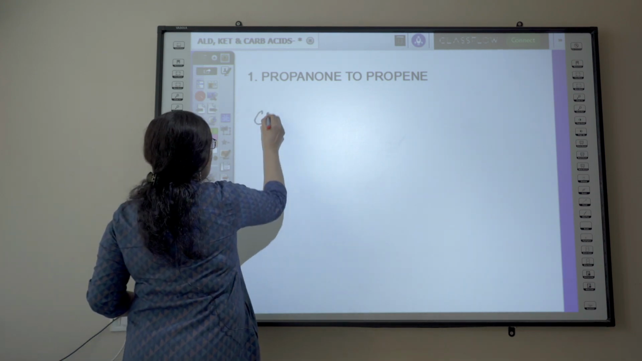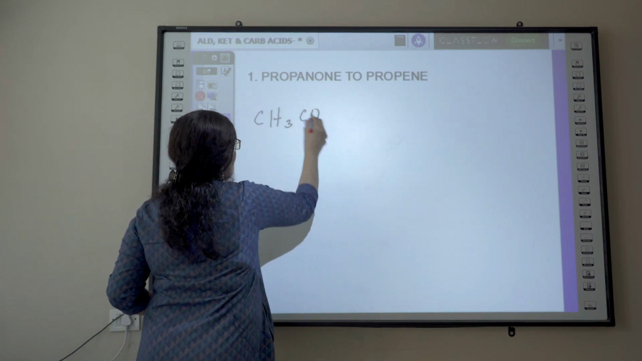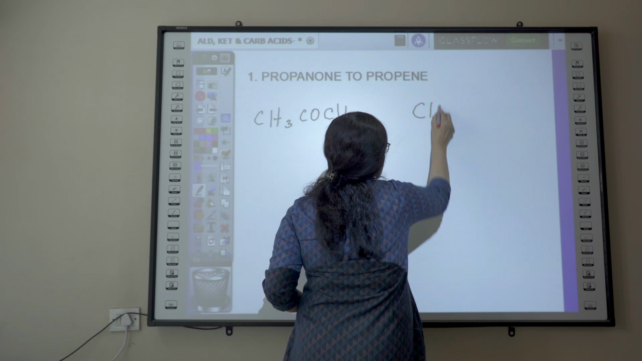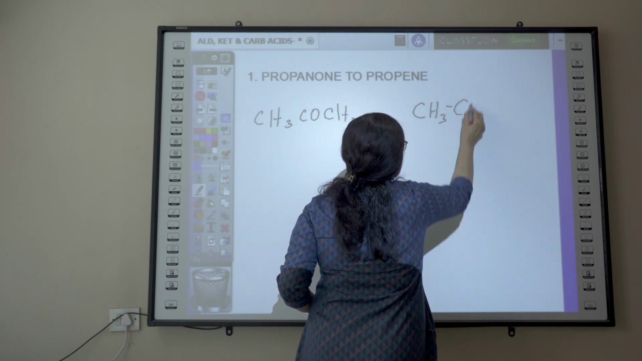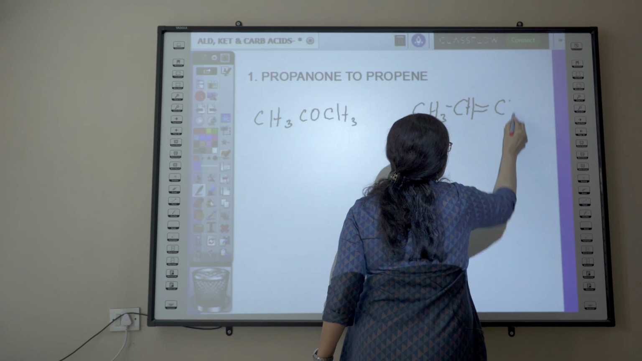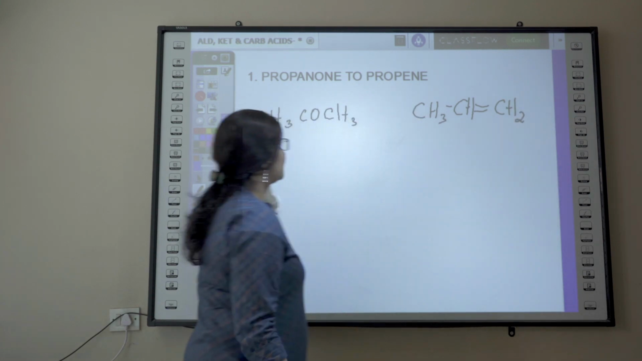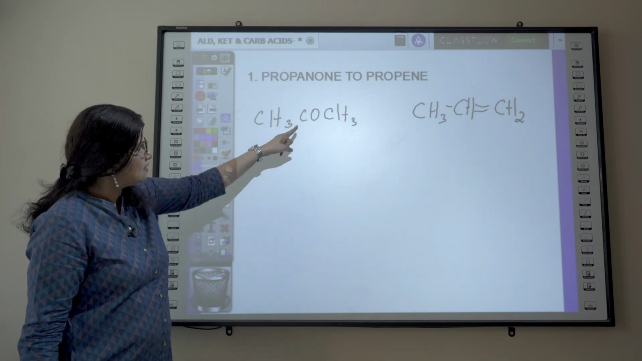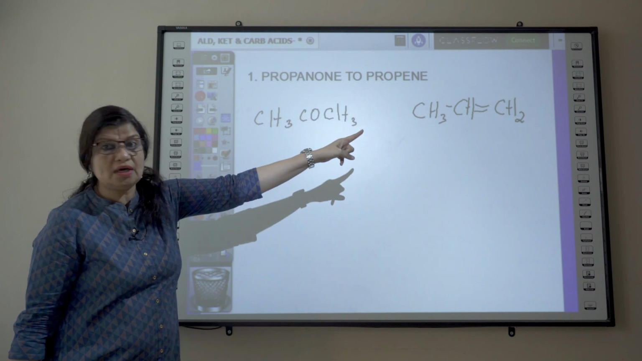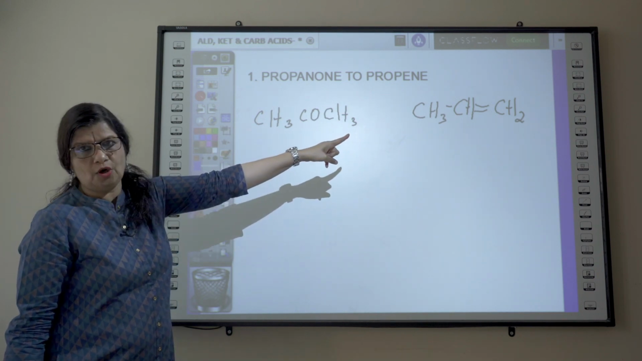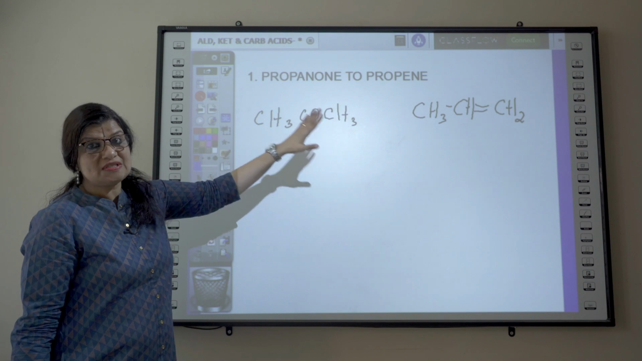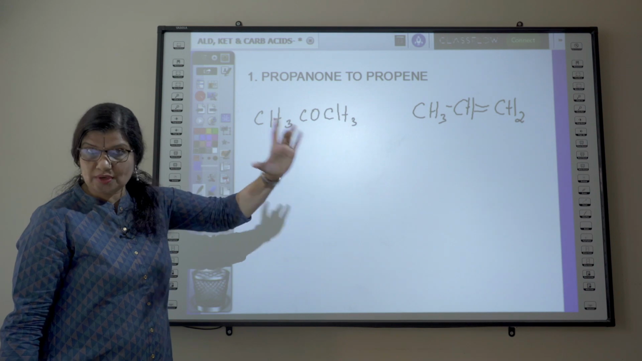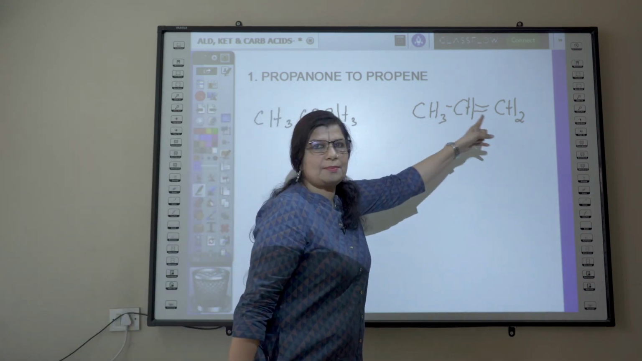So we have propanone, CH3COCH3, converted to propene, which is CH3CH=CH2. The number of carbon atoms is retained, but we have to convert a ketone to a double bond. If we focus on the double bond, you know that if you subject a secondary alcohol to dehydration, you get a double bond between these two carbon atoms.